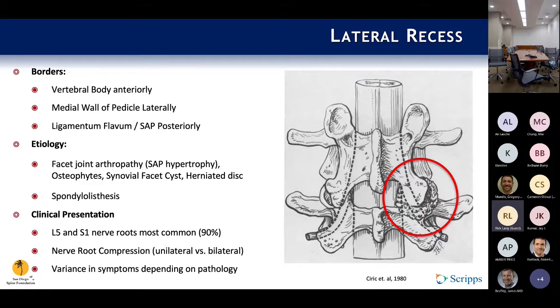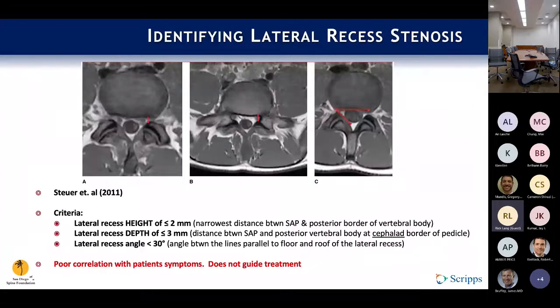So this is more radicular in nature rather than neurogenic claudication. A lot of times they are unilateral if it is a unilateral facet hypertrophy or a herniated disc, but they could just have facet hypertrophy bilaterally, and you can get bilateral symptoms. The symptoms do vary based upon pathology, and I'll show a study talking about that. Same kind of deal with classifications: there's really poor correlation with patient symptoms. It doesn't really guide treatment, but it is just a way to look at lateral recess stenosis.